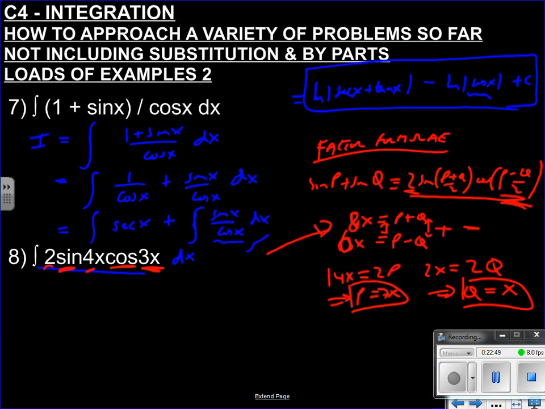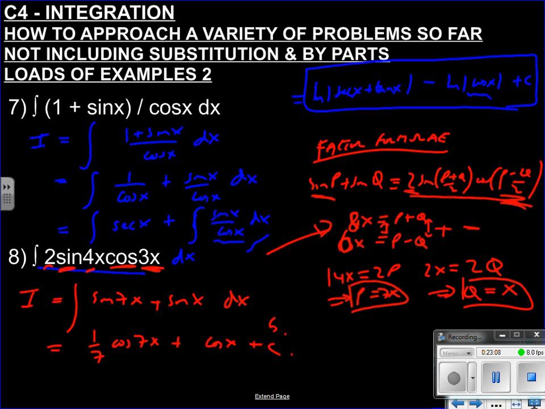So now we're integrating sine 7x, there's our sine p, isn't it? And then sine q, plus sine x, which is our q, and now we can integrate this no problem. So that's minus cos 7x over 7, minus cos x, plus c, that's our guess, but is that right? Well, if I differentiate it, cos goes to minus sine, so therefore this is a minus, and this is a minus, and we're done.